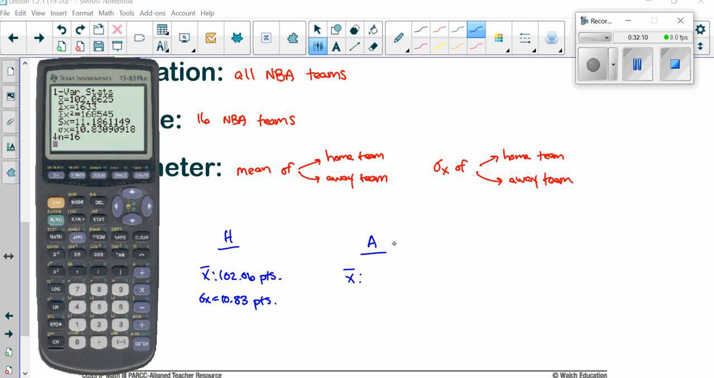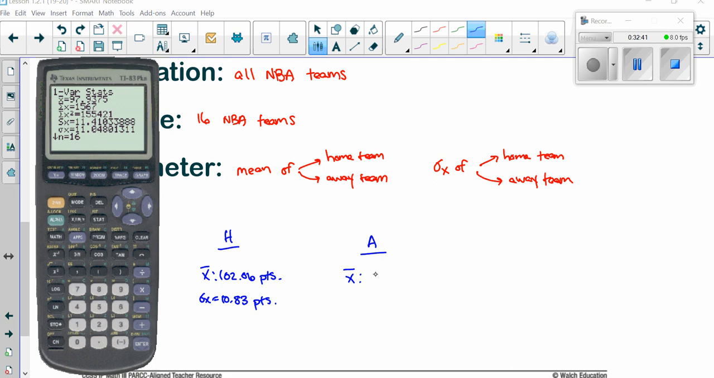Now, to get my away team, I'm going to hit stat again, and I'm going to go over to calculate, but I need to change what list I'm using. Oops, I'm going to clear this. So I'm going to go to stat, calculate. In this older calculator, I just need to tell it list two. In the newer calculators, you should see something in here that says list one. We just need to change it to list two. List two, if you hit second and the two button, it'll enter in list two. So now I'm telling it I want it to calculate it for list two. And then I can just go ahead and hit enter.